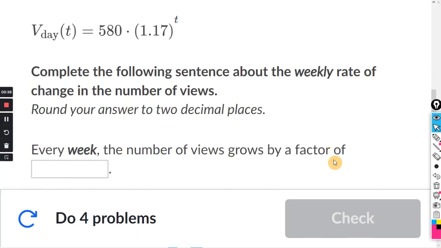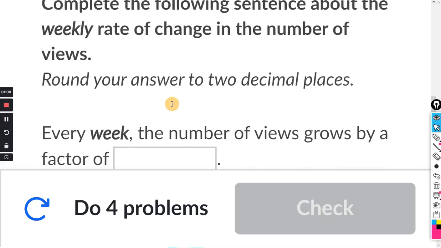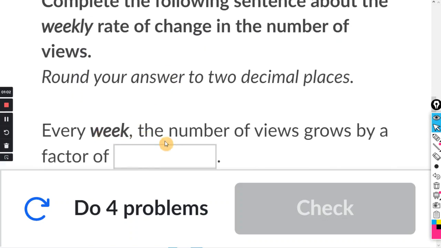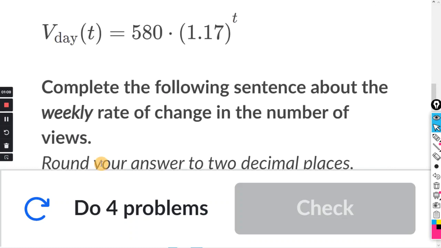When you see factor of, you can think of the word multiple. So basically, what number is being multiplied each time? Like I said, you don't really need the write-up because they say right here that t is in days. So this function is based on t, the number of days, but they're asking us for each week, what is the factor of, or the multiple of. So it's actually very easy.